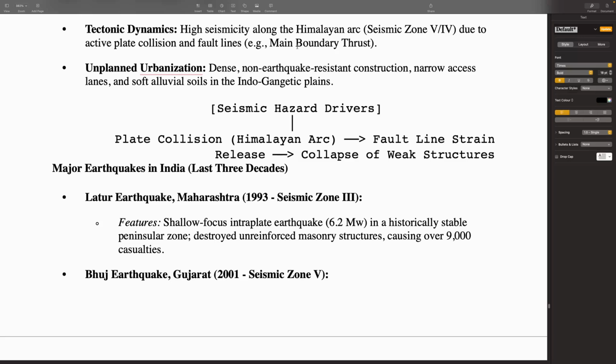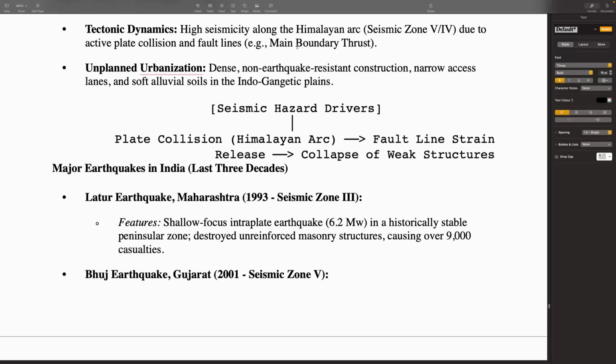Major earthquakes in India. Latur earthquake 1993, Maharashtra, seismic zone 3. Features: shallow-focus intraplate earthquake in a horizontally stable peninsular zone. It destroyed unreinforced masonry structures, causing over 9,000 casualties.